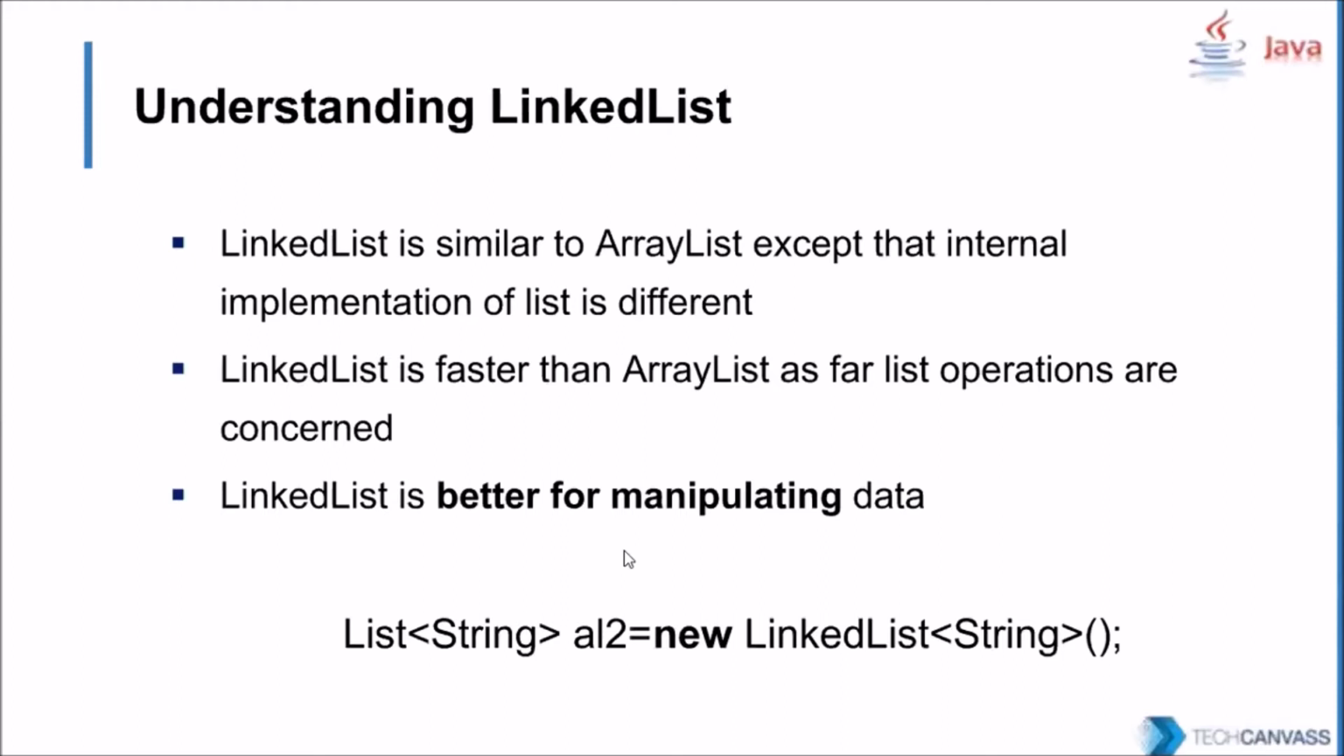I hope this concept was discussed when you guys must have done your engineering: doubly linked list, where you have addresses of your next and your previous element stored along with the data of your current element. That is doubly linked list. Linked list is faster than array list where the list of operations are concerned, and linked list is better for manipulating data.